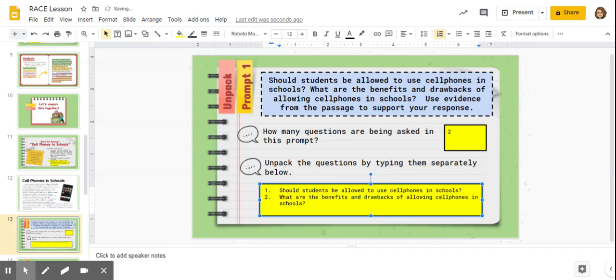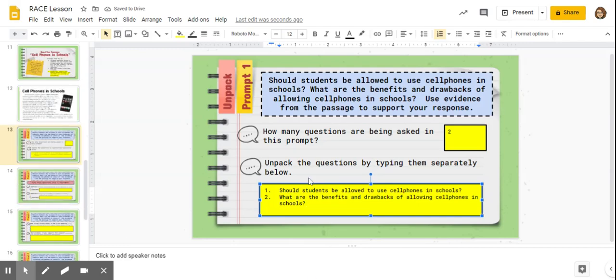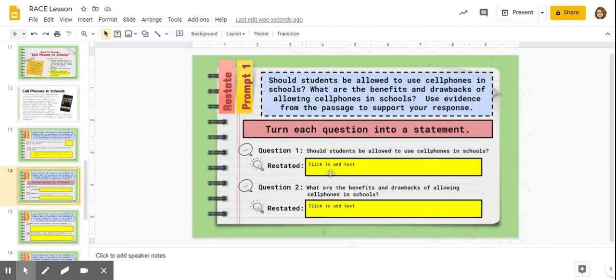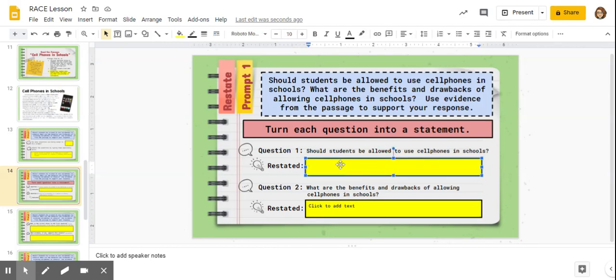This is the first time we're experiencing 2 questions, so let's keep on unpacking together. There we go. This is the same question. I just put it there again so we could keep referring back. Now turn each question into a statement. Should students be allowed to use cell phones in schools? How can we change that into a statement? Remember the trick? Get rid of these question words. Should is a question word.